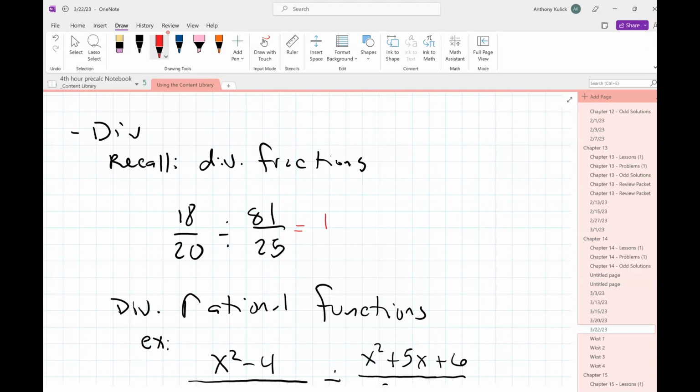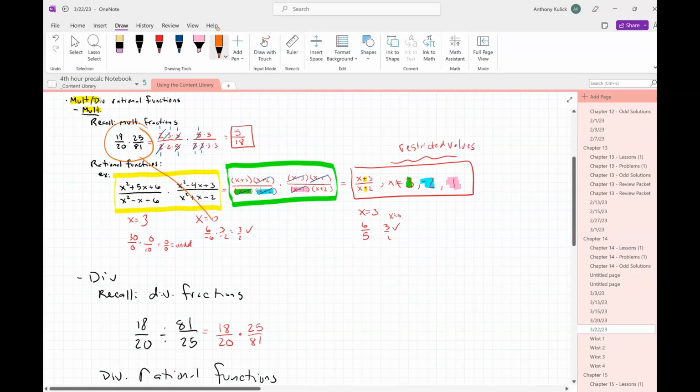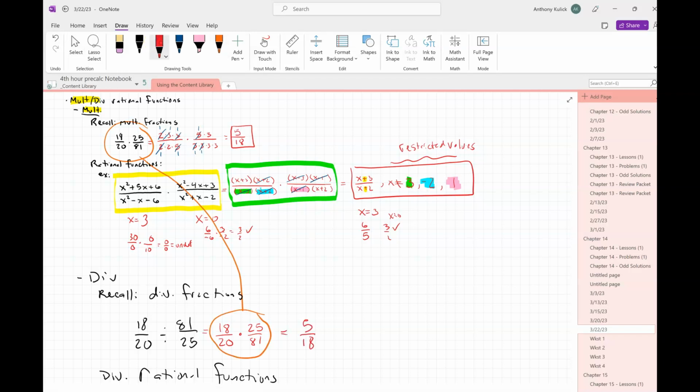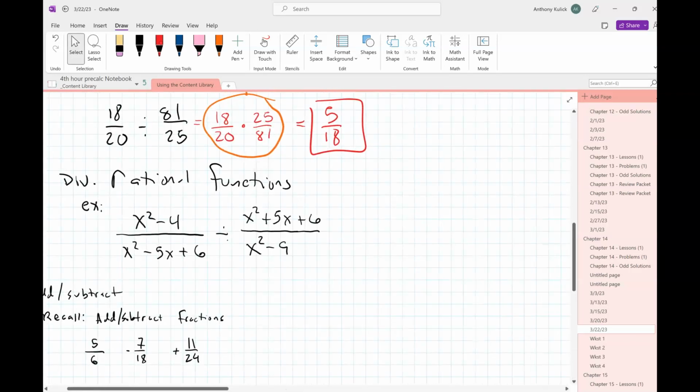Multiply by the reciprocal. That's correct. So I'm just going to turn this into a multiplication problem. And hey, wait a tick. We already did that multiplication problem. I chose the problem intentionally so I didn't have to do the work again, because the point of it was I wanted to remind you that every division problem is just a multiplication problem. So we're going to do the same thing now with our rational function.